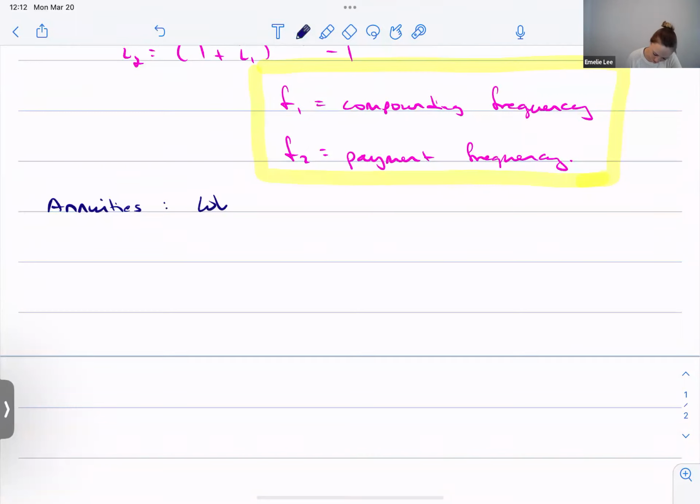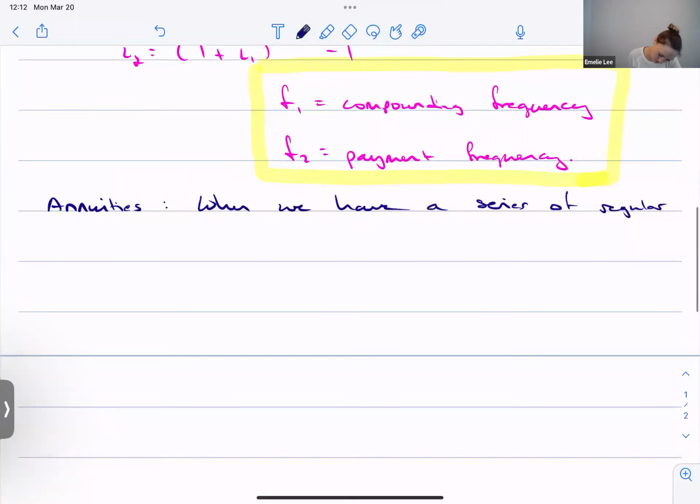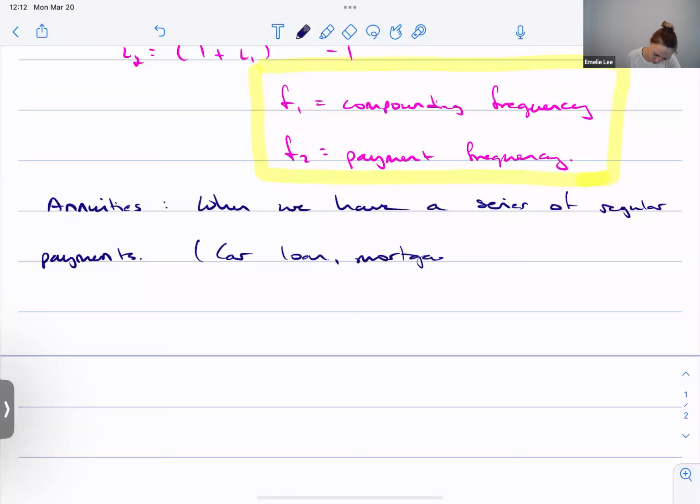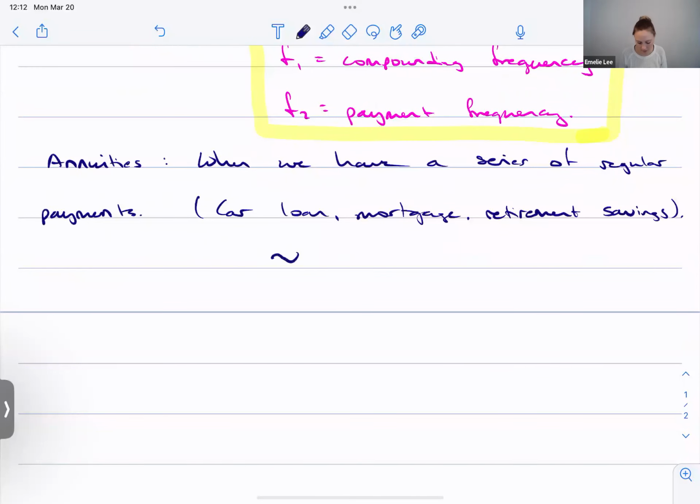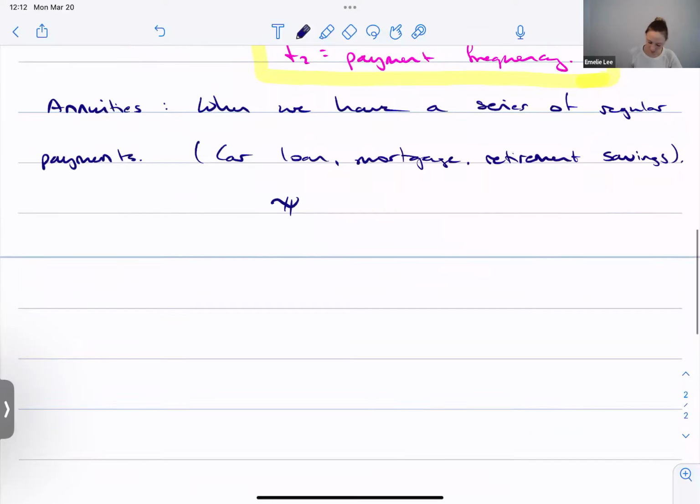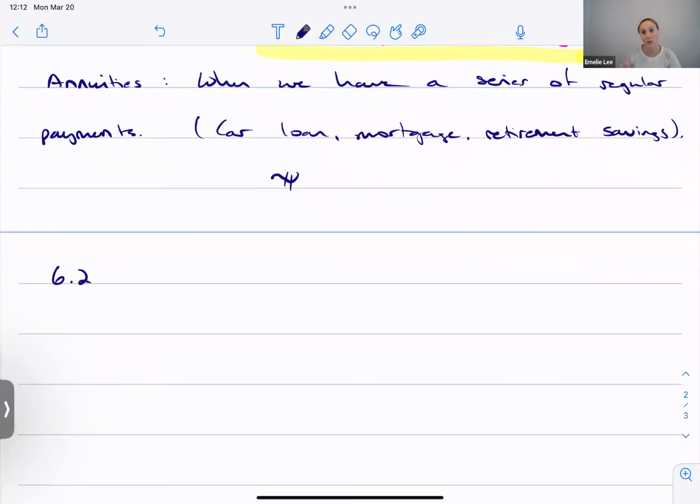Which is when we have a series of regular payments, right? So car loan, mortgage, retirement savings, etc. Okay. And that's all we said about annuities last day. And so today we're going to start section 6.2, which is called annuities.